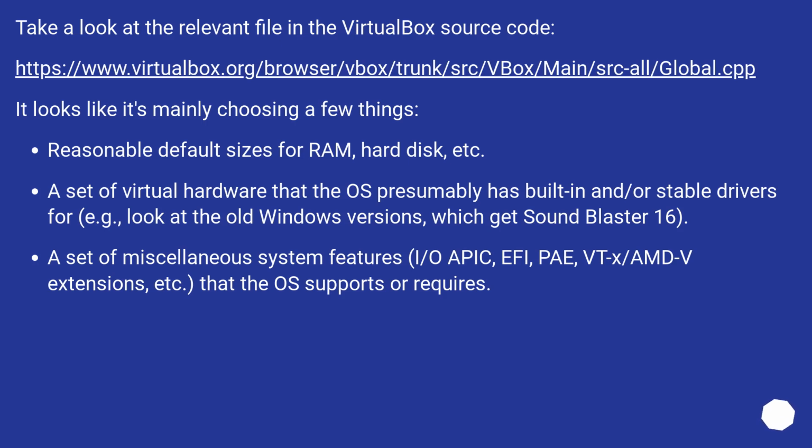Take a look at the relevant file in the VirtualBox source code. This URL. It looks like it's mainly choosing a few things. Reasonable default sizes for RAM, hard disk, etc. A set of virtual hardware that the OS presumably has built-in and/or stable drivers for. For example, look at the old Windows versions, which get Sound Blaster 16. A set of miscellaneous system features, I/O APIC, EFI, PAE, VT-x/AMD-V extensions, etc., that the OS supports or requires.